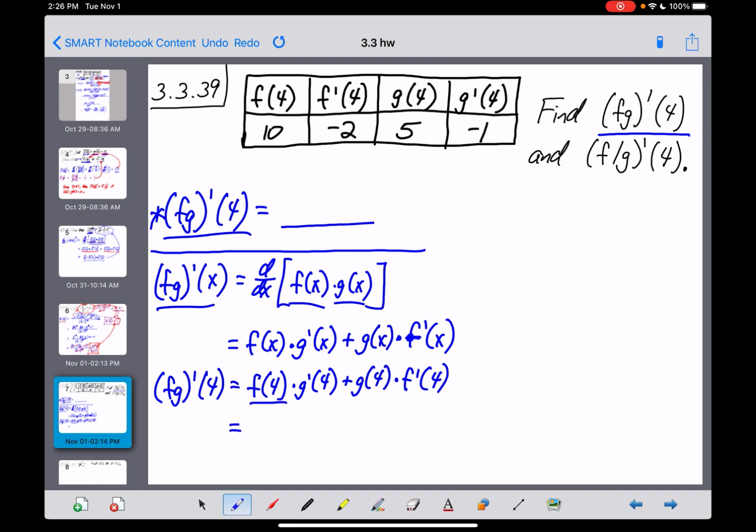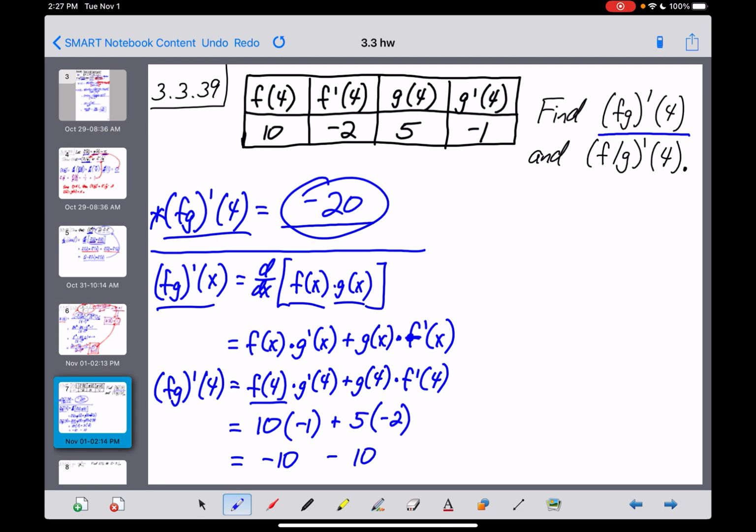So here we go. f of 4 is in the first column of that table. That's going to be 10. We're multiplying that by g prime of 4, which is negative 1, plus g of 4, which is 5, times f prime of 4, which is negative 2. That gets us negative 10 plus another negative 10. So negative 20 is the answer to the first part of that problem. (fg)' of 4, what they were asking for in number 39, is negative 20.